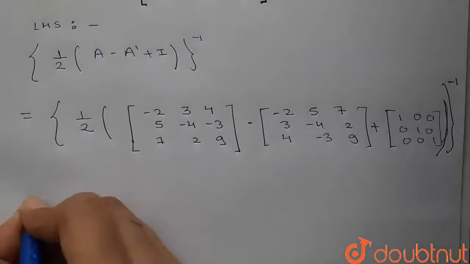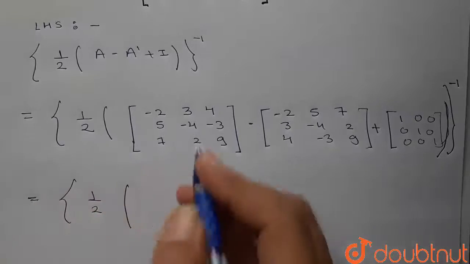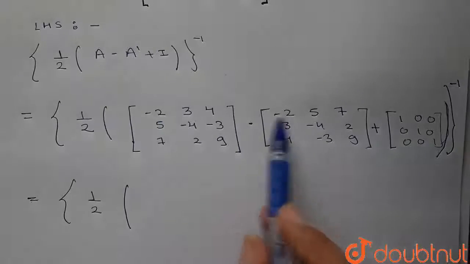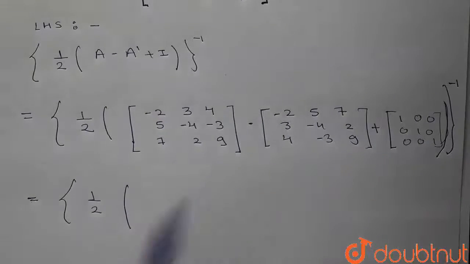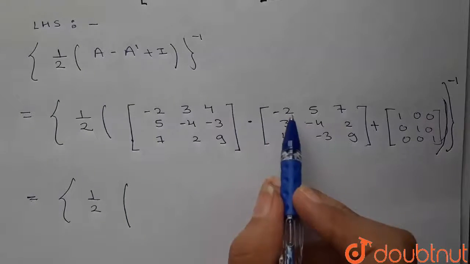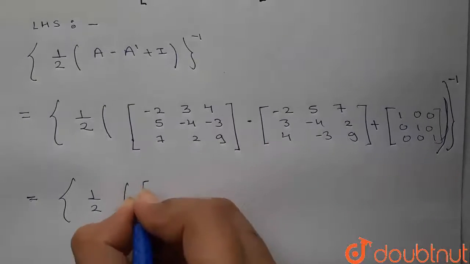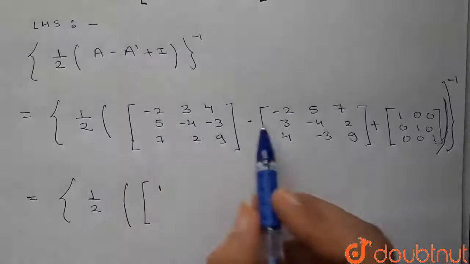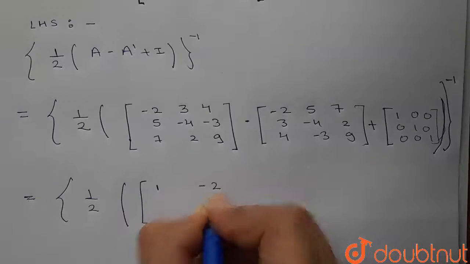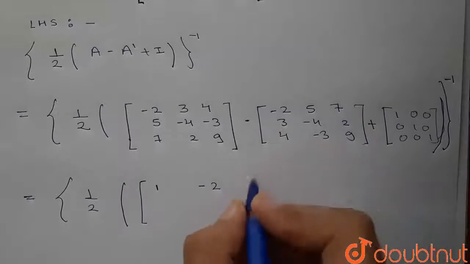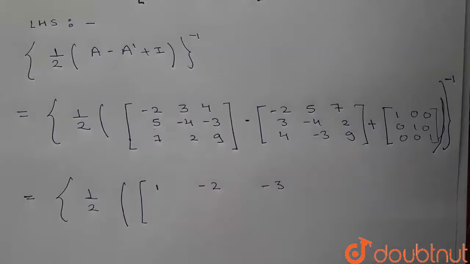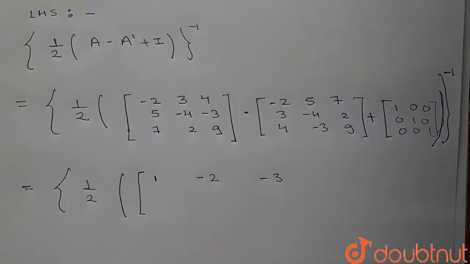On solving this, we get 1 by 2 into, this is minus 2, minus minus plus. Adding or subtracting two matrices is done with corresponding elements only. So here we have minus 2, then minus minus makes plus 2, so minus 2 plus 2 is 0 and then plus 1. So the first element will be 1. Similarly, this is 3 and minus 5, that is minus 2, and minus 2 plus 0 is minus 2 only. Then 4 minus 7 is minus 3, plus 0, so minus 3. Similarly, 5 minus 3 is 2, and 2 plus 0 is 2 only.